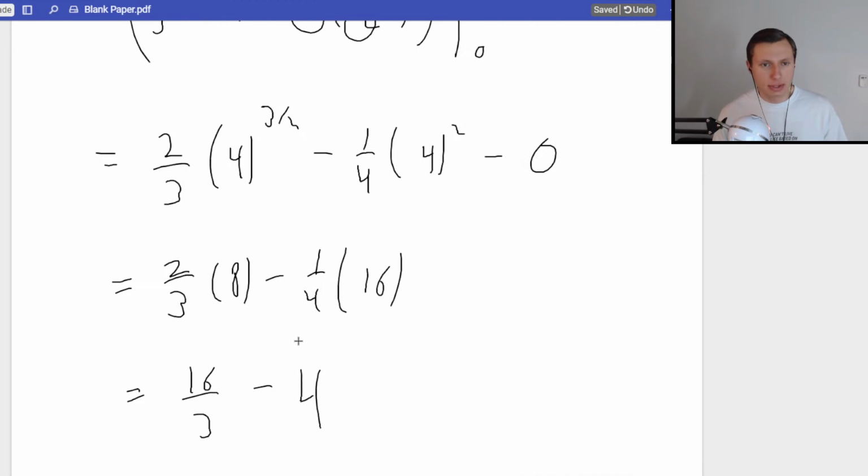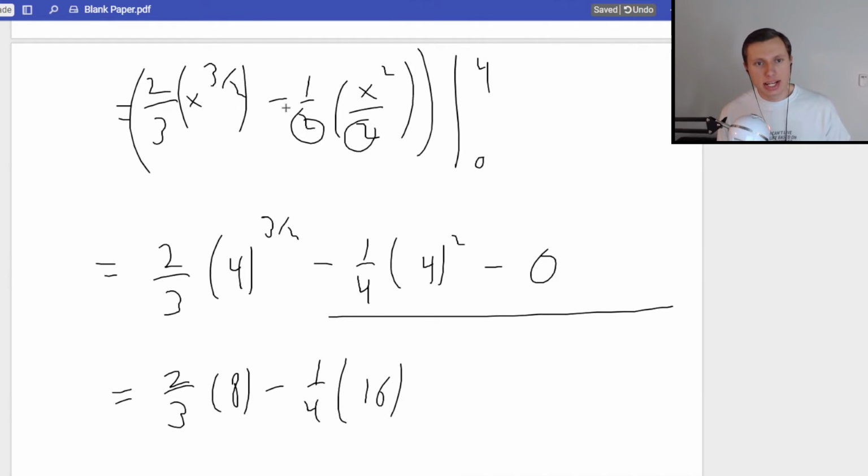Yes. Yeah, let me scroll up. You're talking about this step here, right? So I said this 1/2 times x squared over 2 is the same thing as 1/4 x squared. Okay. And the minus 0 is because when you plug in 0 into everything here, like 2/3 x to the 3/2 minus 1/4 x squared, you plug in 0 there, so it's all 0. Okay, it's just you plugging in your bounds, basically. Yes. Okay.